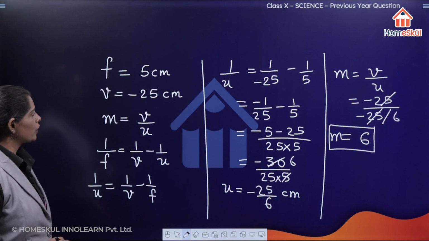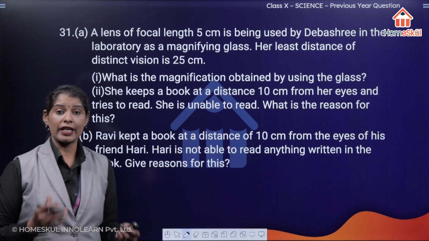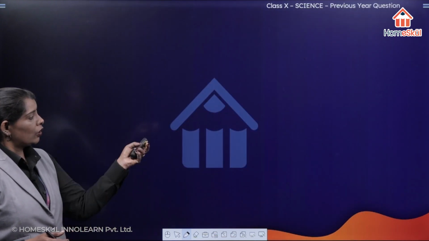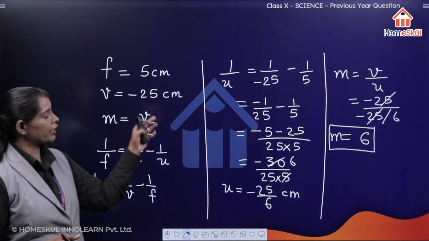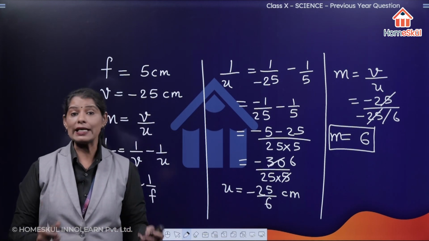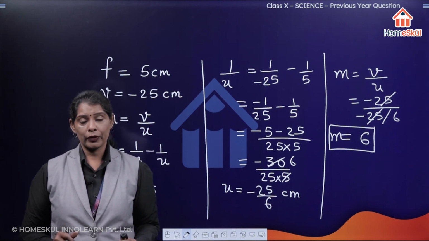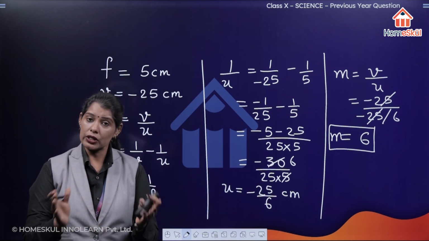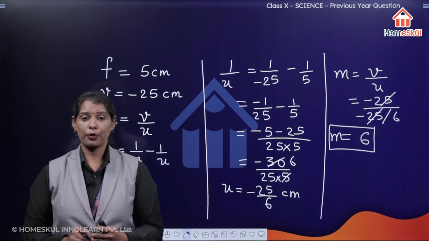Okay, so let's come to the next part. She keeps a book at a distance of 10 centimeter. Now 10 centimeter here. Okay, we have got u equal to minus 25 by 6 and image is already given minus 25 centimeter, which is the least distance of distinct vision. And we know for a normal human eye, the least distance of distinct vision is 25 centimeter. Less than that, the person will not be able to read properly.